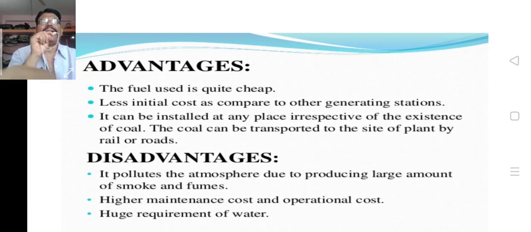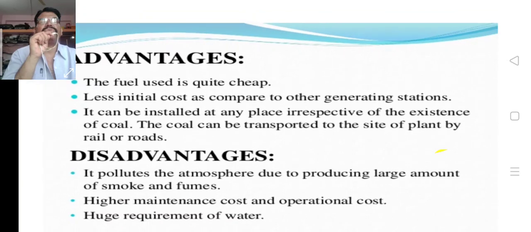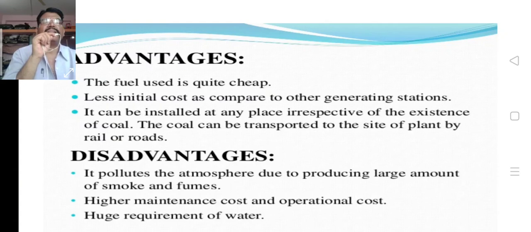Now the advantages and disadvantages of this system are: the fuel used is quite cheap, and there is less initial cost as compared to other generating stations. It can be installed at any place irrespective of the existence of coal. The coal can be transported to the site of the plant by rail or roads, and in many plants the rail or road systems are available.